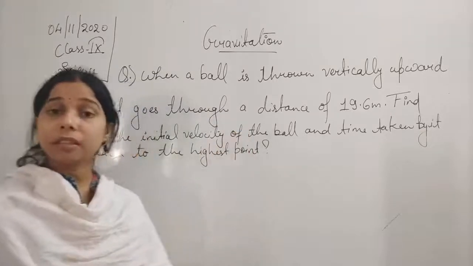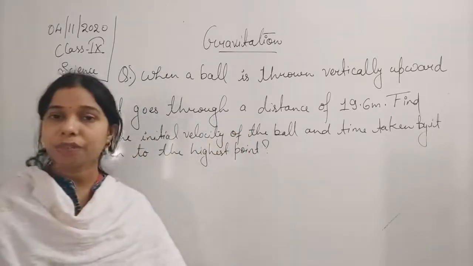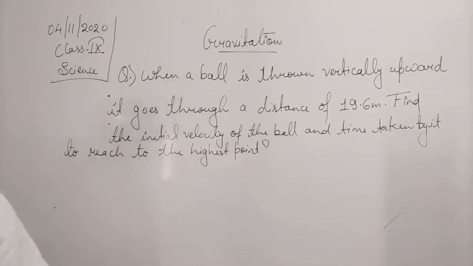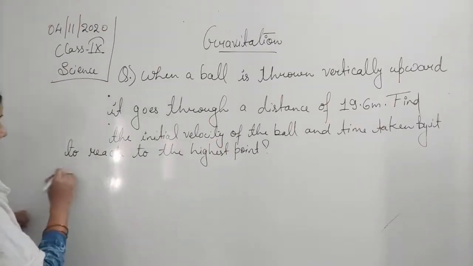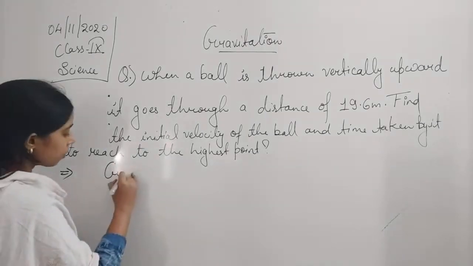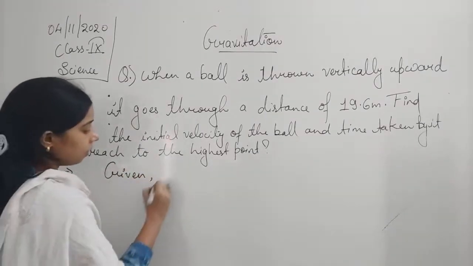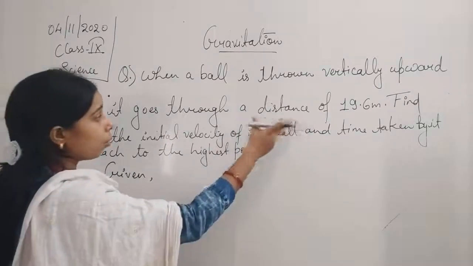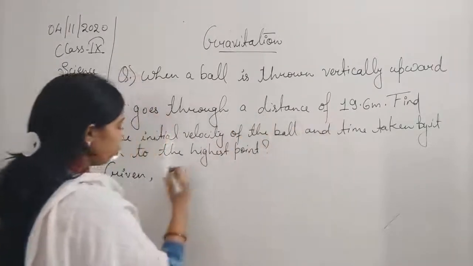So let us write the things which are given, and on the basis of that we will find the things which have been asked here. The solution is: what are the things which are given? It is thrown vertically upward through a distance. So distance is given.